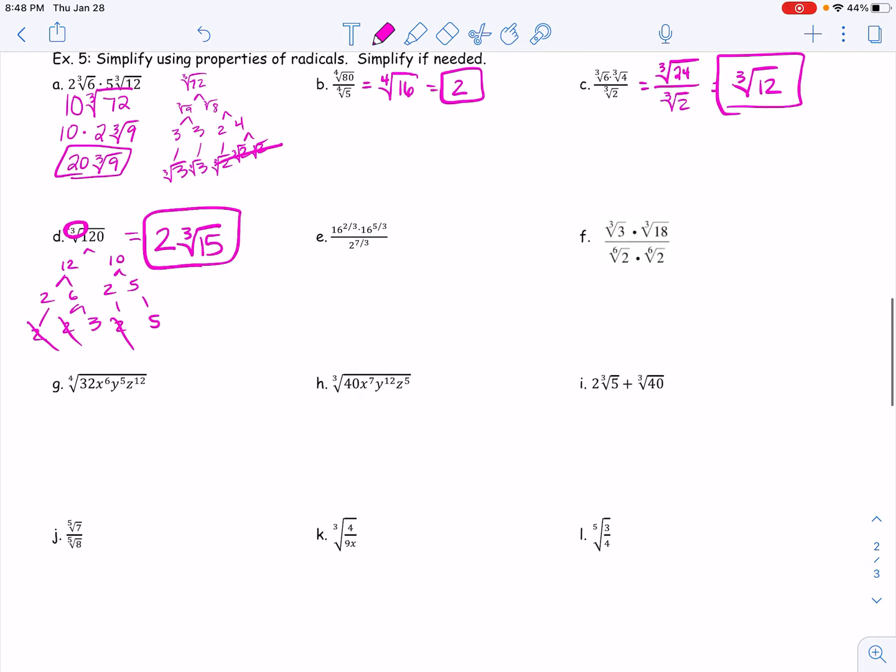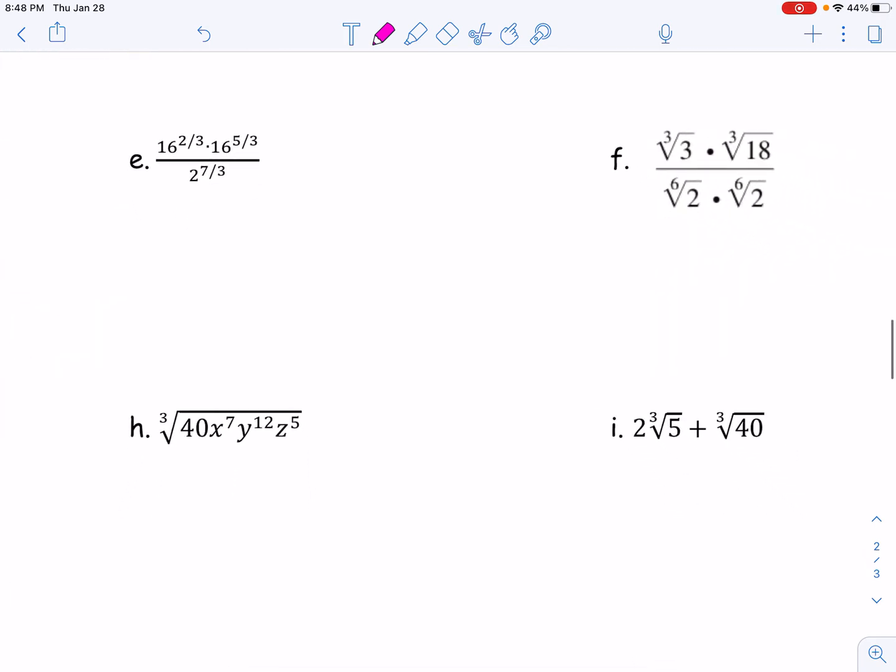Okay. E, 16 to the 2/3 times 16 to the 5/3 divided by 2 to the 7/3. Well, lucky for us, in the numerator, our base is the same, so we can add those exponents. We can add the exponents because they're being multiplied. So 16 to the 2/3 times 16 to the 5/3 is 16 to the 7/3, still being divided by 2 to the 7/3. What's cool about this, even though our bases are not the same, our exponents are.